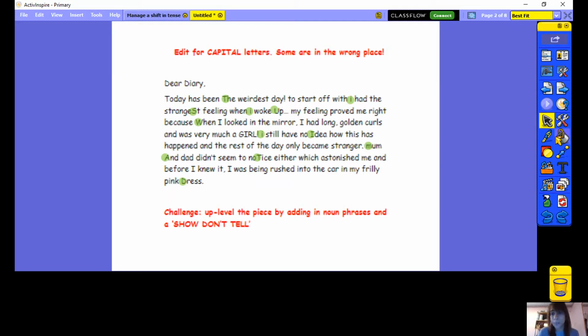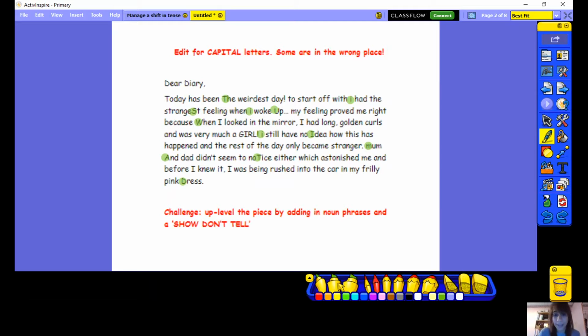Then there should also be, and I have missed it out, so that is on me. You should also have a capital letter for to. To start off with, I needs a capital letter because you're talking about yourself. Had the strangest random capital letter in strangest there, we don't need that. Feeling when I, again, woke up. Again, the you doesn't need a capital letter because it's not at the beginning of a sentence.